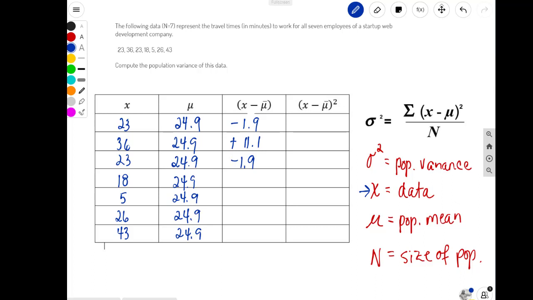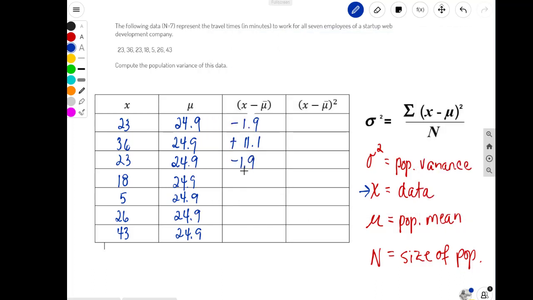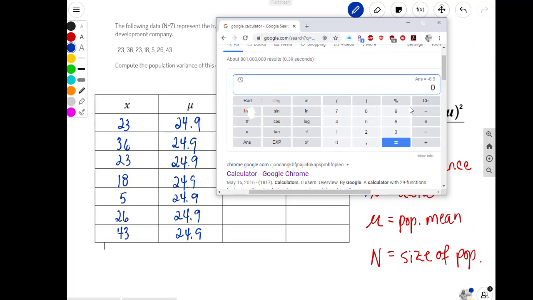Let's see what's happening with 18. I'll clear this out. 18 minus 24.9 equals negative 6.9. Okay, clear this out again. 5 minus 24.9. Now this is going to be negative, and it's a lot different because what are we saying? It takes people, on average, almost 25 minutes to get to work, and this person only takes 5 minutes. So it's going to be a lot less. Negative 19.9.